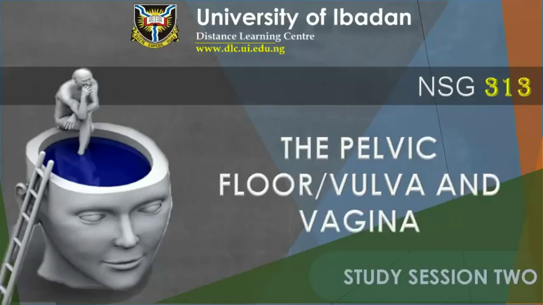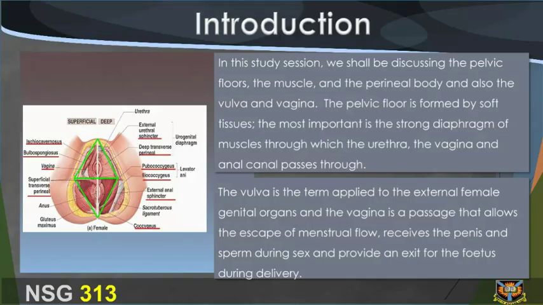Study section 2. The pelvic floor, vulva and vagina. Introduction. In this study section, we shall be discussing the pelvic floor, the muscle layers, and the perineal body, and also the vulva and vagina. The pelvic floor is formed by soft tissues. The most important is the strong diaphragm of muscles through which the urethra, the vagina, and the anal canal pass.